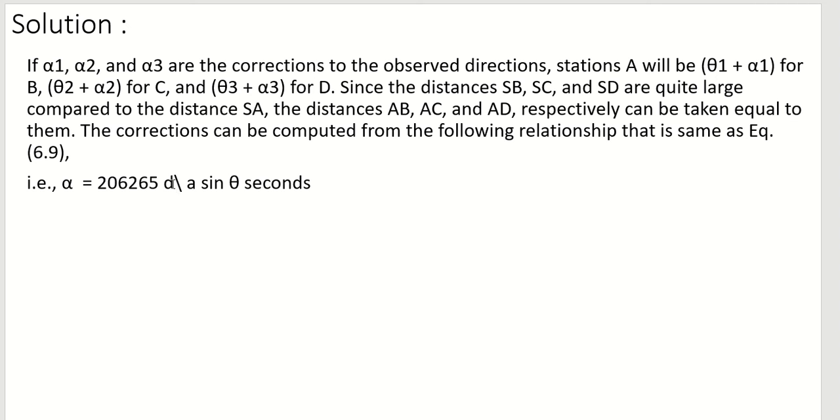The distance of the baseline is 12 meters, and a is the distance from the satellite station to each point. It is given that AB is equal to SB, so the distances AB, AC, and AD are equal to SB, SC, and SD. So everything is given. Let's solve this one by one.